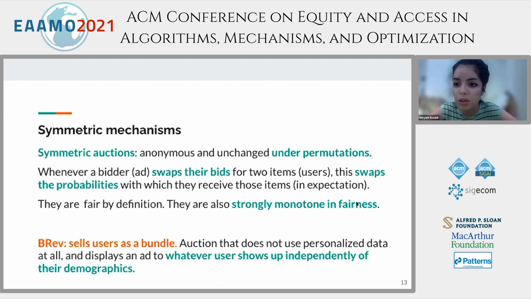In particular, we're going to look at a simple symmetric mechanism, which is BREV, which sells the users as a bundle. In this auction, the auctioneer does not use any personalized data at all and displays an ad to whatever user shows up independently of their demographic. So this is a symmetric mechanism, and it's a simple one because all it does is ignore data completely.